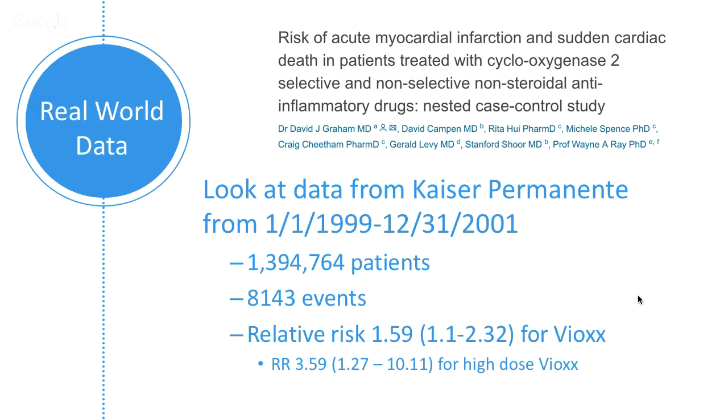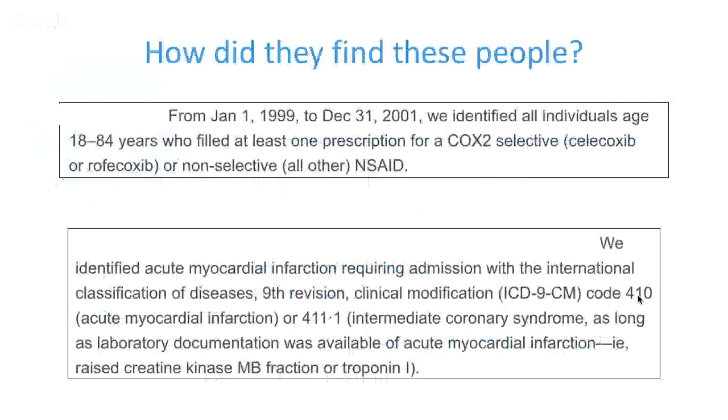And they got a relative risk of about 1.6 for Vioxx, with also a bit of a narrower range, closer to 1. They said high dose Vioxx is bad. They also concurred. So another way that you could do this is you could say, well, here at Kaiser Permanente, this is what we found. So what I'd like you to think about is, how did they find these people? Just have an idea.